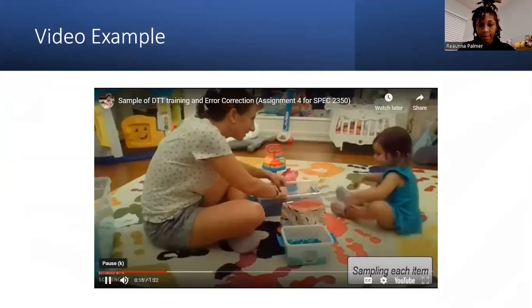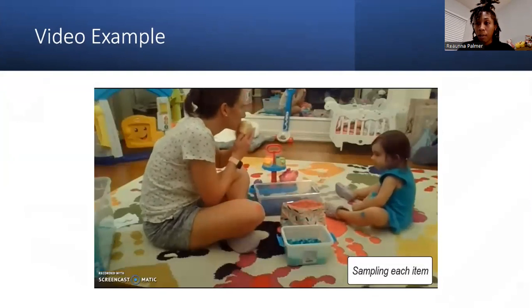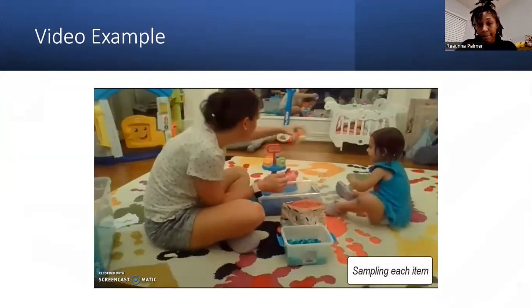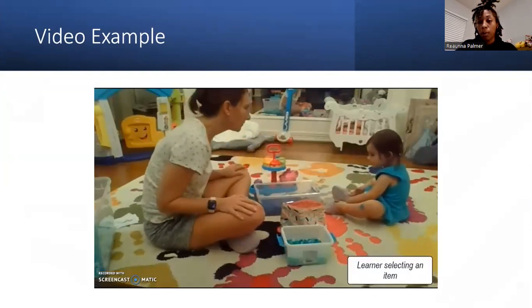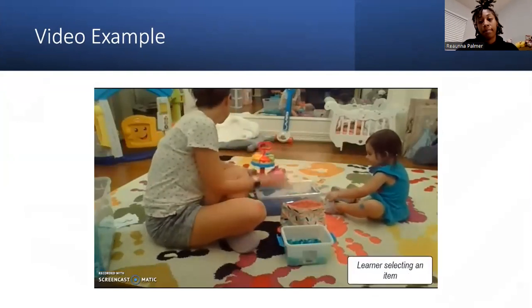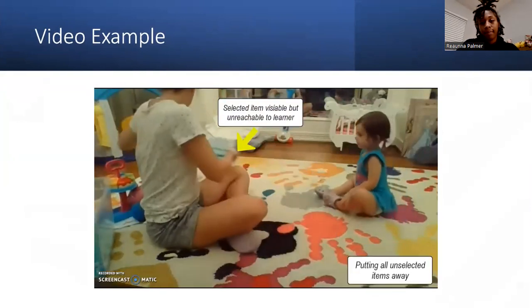Keep this up. So here they're getting to sample the items. We're figuring out what the learner finds reinforcement. Okay. Always going to want to do this before starting the session. This thing? Okay. Awesome choice. We're going to put it right here.